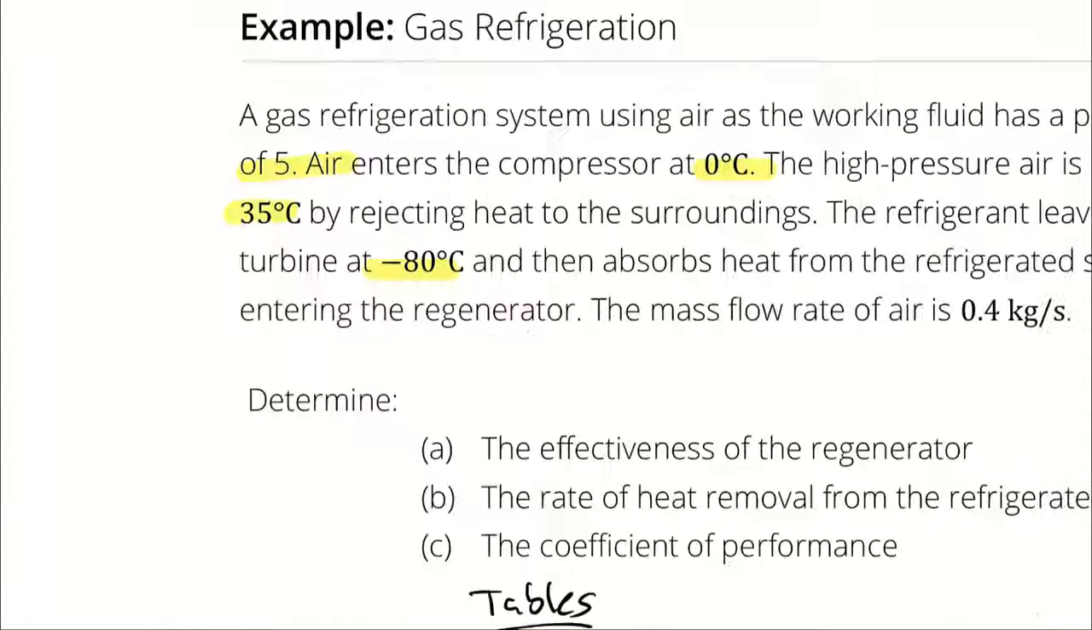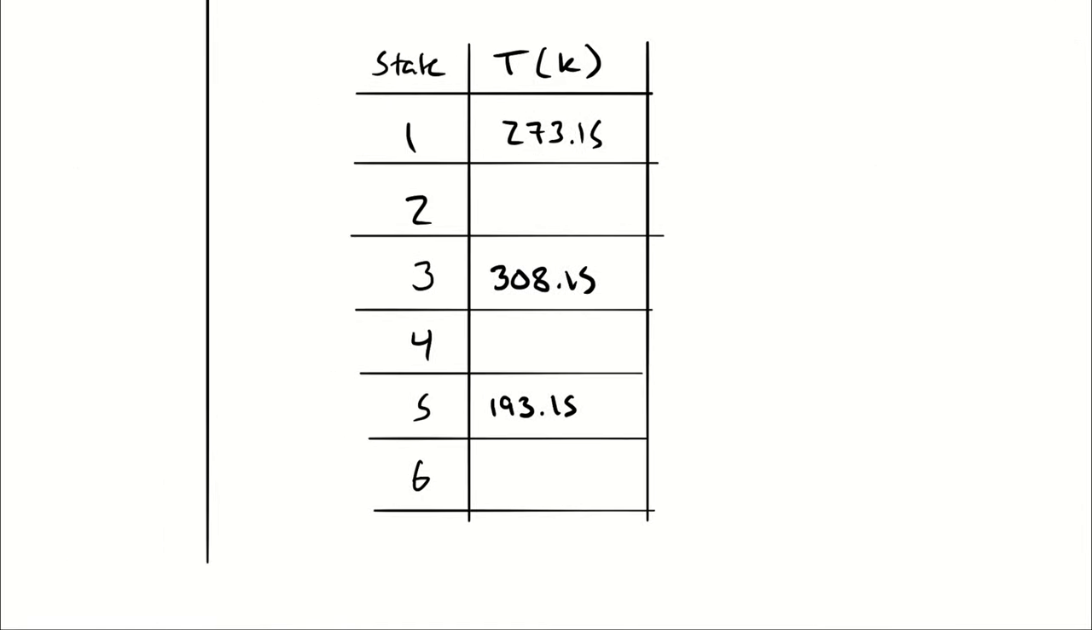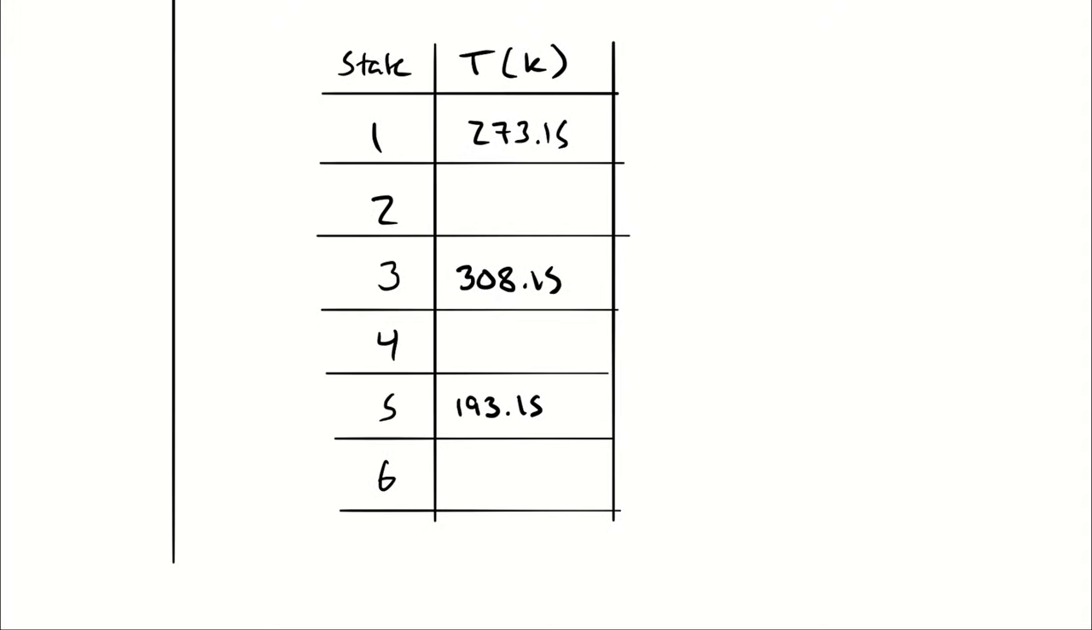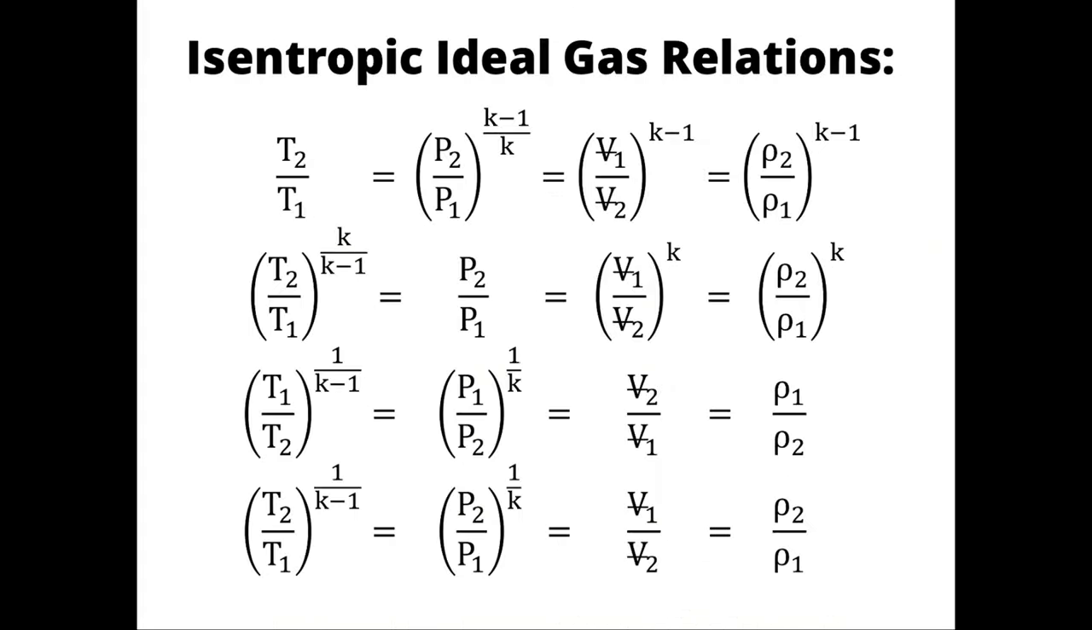So 1, 3, and 5 are going to be the same temperatures. And look, we have 3 of our 6 temperatures. We are halfway there. To go from 1 to 2, we are going to deploy our isentropic ideal gas relations. And when we deploy our isentropic ideal gas equations with the assumption of constant specific heats, we have a lot of options to choose from. The option that's going to be most useful here is this one. T2 over T1 is equal to P2 over P1 raised to the K minus 1 over K. P2 over P1 is our pressure ratio, which is 5 for this problem.